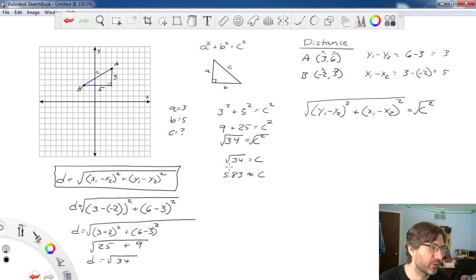And that's what we were getting up here. So it is the same thing. But you're more than welcome to use the formula now. Just note that it comes from making triangles on your coordinate plane with points.